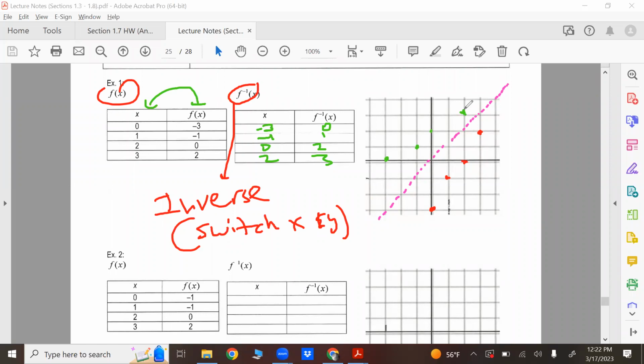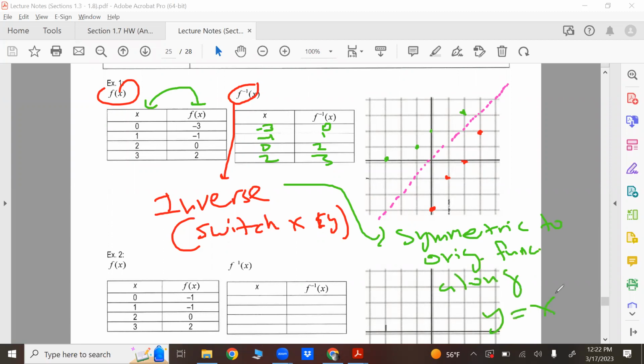I totally agree. So what happens is that inverse functions are always symmetric to the original function along y equals x. That's always going to be true for inverse functions. They're always symmetric to the original function along y equals x. But algebraically, you're just swapping x and y. That's all you're doing. Over y equals x? Along y equals x.